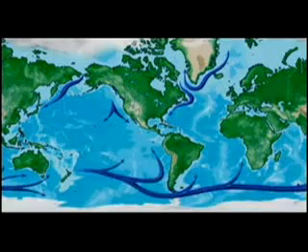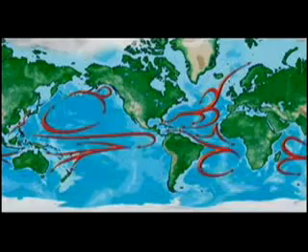Why are some surface currents cold and some others warm? It depends on where the water's coming from. If it's coming from the poles, it's cold. If it's from the tropics, it's warm. Do warm and cold currents affect the climate of an area? It's a good question, Bianca.